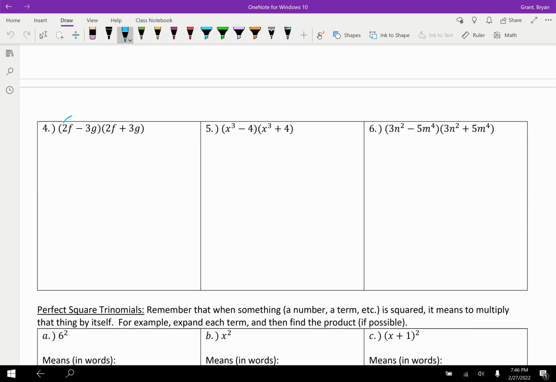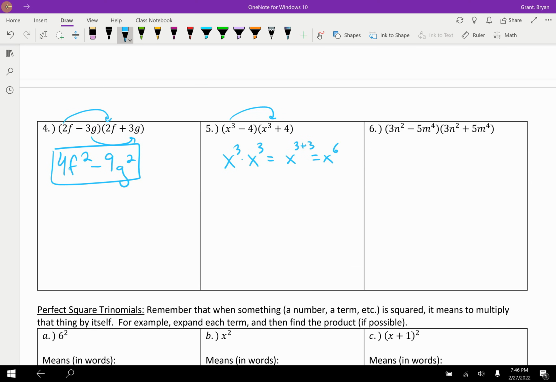All right, hopefully you did all right with these. 2f times 2f, 4f squared. Negative 3 times positive 3 is 9. G times g is g squared. X cubed times x cubed can throw people off. Sometimes people think that's x to the 9th. However, we've learned before with the same base you add the exponents, so it's actually x to the 6th. So I'm getting x to the 6th minus 16.